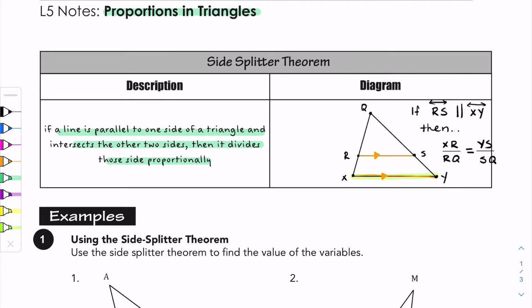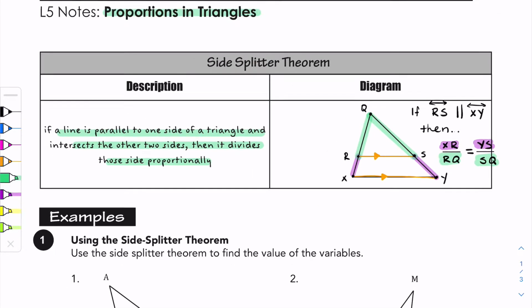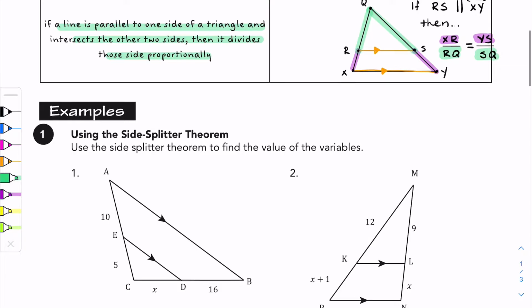Okay, I'm going to take a moment and highlight those small segments. So in the numerator, I identified the smaller segment, XR, and I compare this to the numerator of the second fraction, YS. In the denominator, I'm using the second segment, RQ, and I'm comparing it to SQ. So if you are using the side splitter theorem, you can break the triangle into smaller segments within the side. Let's go ahead and focus on the examples.